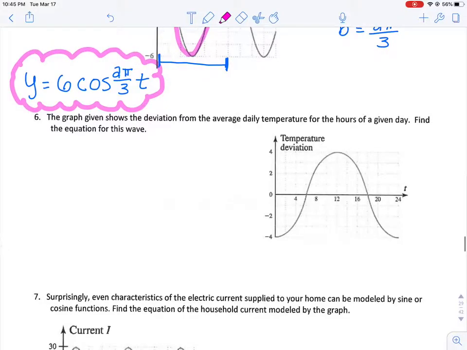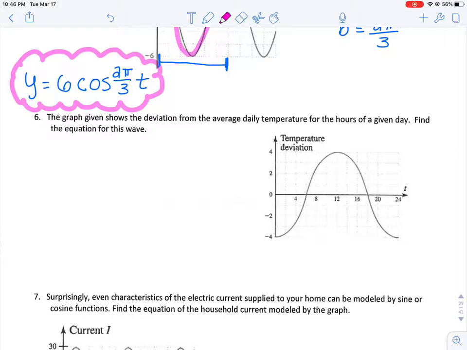All right, number 6. This graph is showing the deviation from average daily temperatures for the hours of a given day. If you think of the temperatures throughout a day, first the temperatures go up and then they go down. And the next day the temperatures are going to go up and increase, then they decrease. And it's going to follow this pattern for every day. So this is a real-world application that models either a sine or a cosine function.